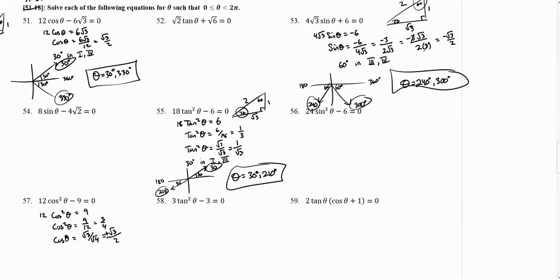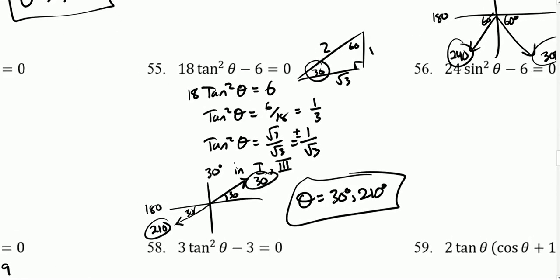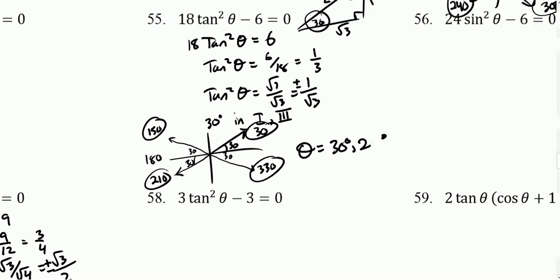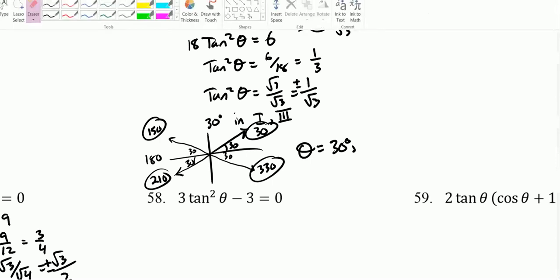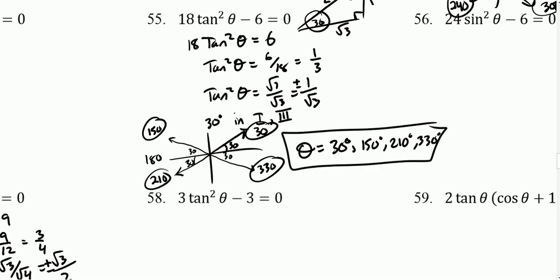I need to go back to 55. When we took the square root, it should have been positive or negative, which actually puts us in all 4 quadrants. So I need to correct that. So we could also have 30 degrees in quadrants 2 and 4, which puts us at 150 and 330. So I'm going to add those into our solution. Don't forget that plus or minus.